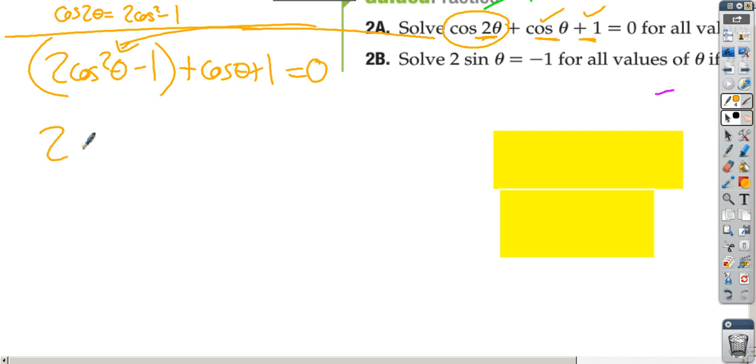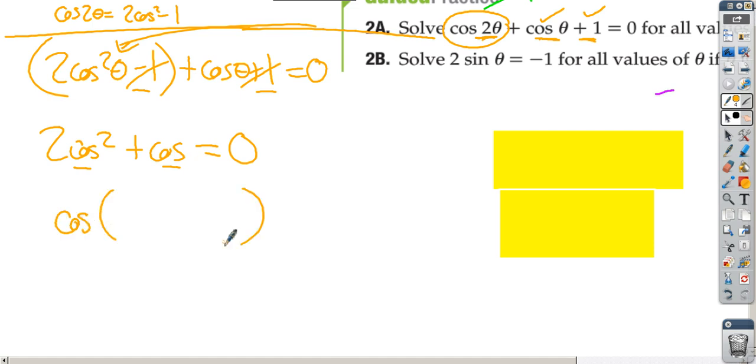Okay, now let's simplify this. We have 2 cosine squared. This minus 1 and that plus 1 basically cancel each other out. So we're left with cosine. And now this is actually the strategy that we talked about before. This is another greatest common factor problem, because both of these have a cosine in common. So let's pull out the cosine. If we do that, we're left with 2 cosine plus 1. I'm dividing each of these things by cosine. And now we can solve it the same as what we saw before.